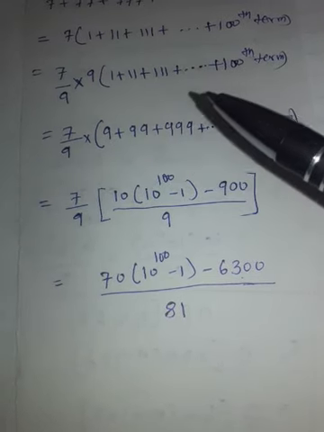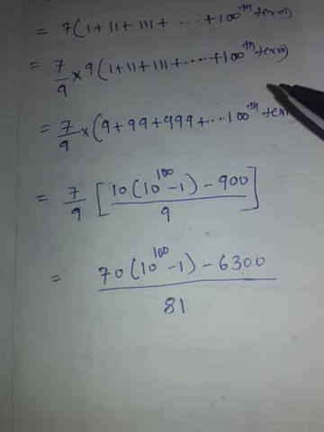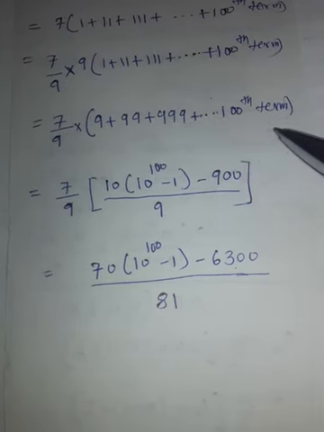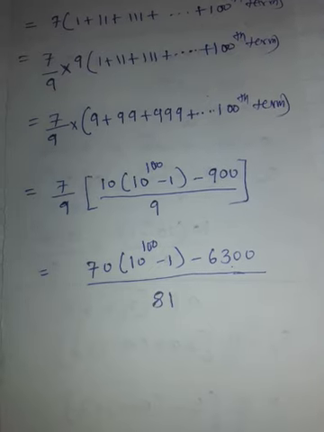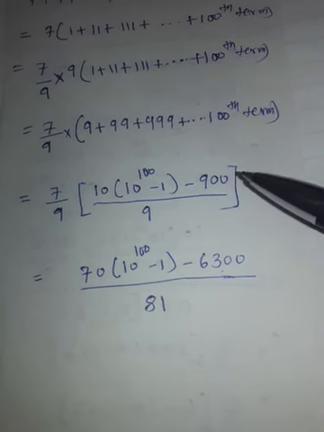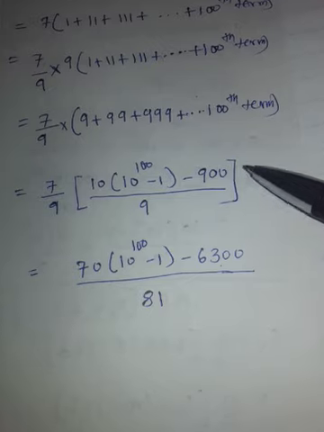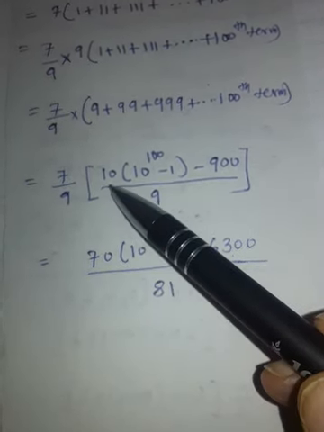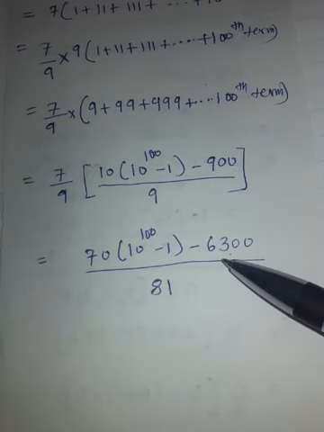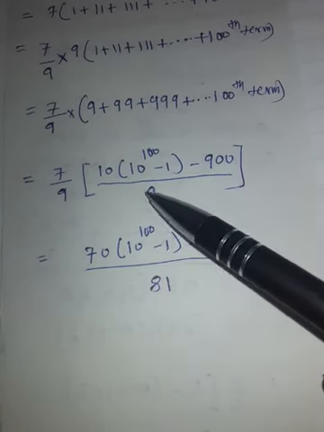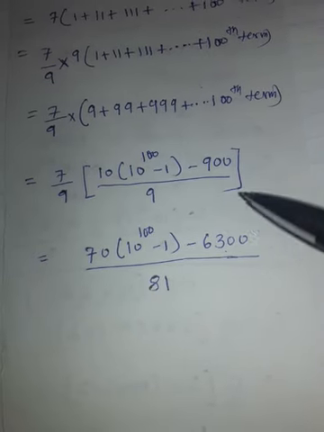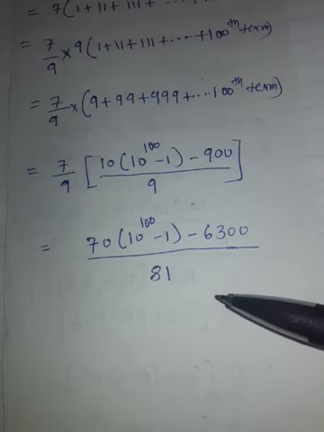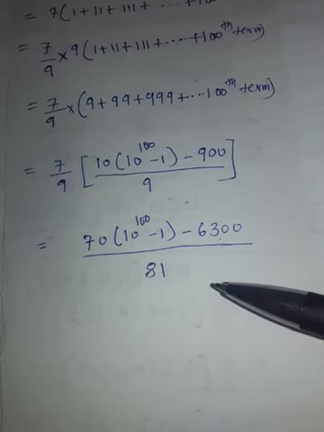So if you get 5 plus 55 plus 555, then what will you do? Take 5 upon 9 outside. Inside this will come. You have already memorized this. Put it in. Your answer is ready. So in your options A, B, C, D, either you will get this answer, or otherwise you have to simplify it. Taking 7 inside makes it 70, this becomes 6300, and the denominator 9 nines are 81. So in your options, either it will be this answer or this answer. You have to see and then tick accordingly.